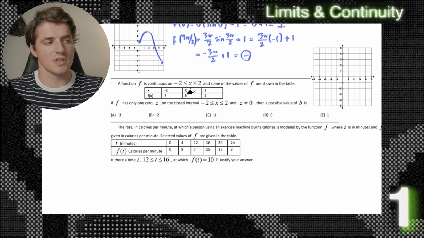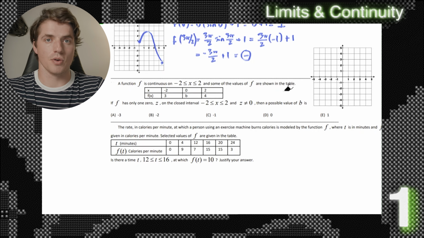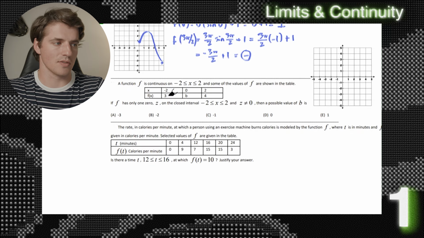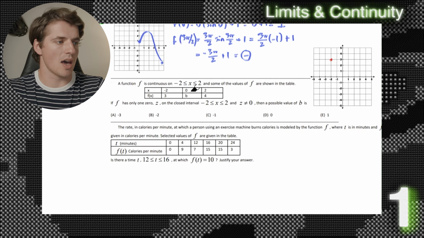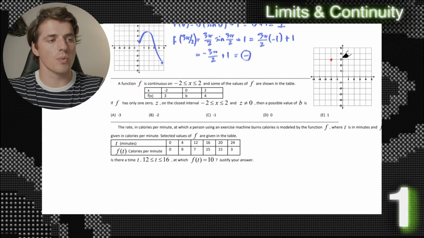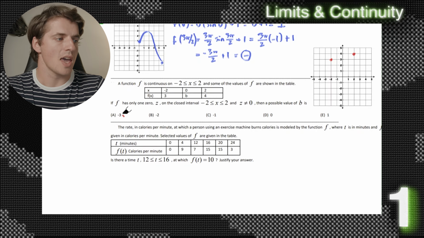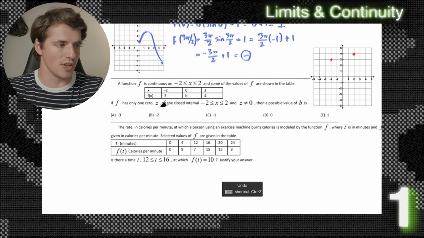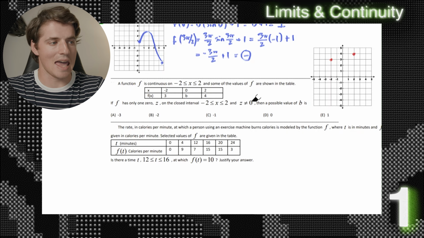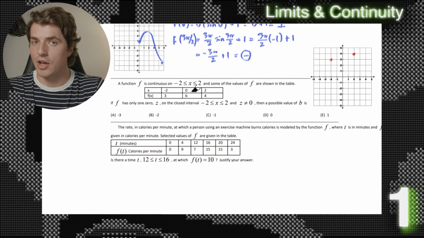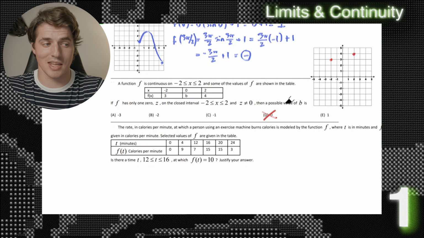We have a function f that is continuous on -2 to 2, and some values of f are shown in the table. So we have x is -2, f of x is 3, so I'll graph that here. 0 gives us a value of b, which we don't know yet. And 2 gives 4. f only has one 0 on the closed interval -2 to 2, and that 0 is not at 0. So that already tells me that b is not going to be equal to 0, so I can go ahead and get rid of that.